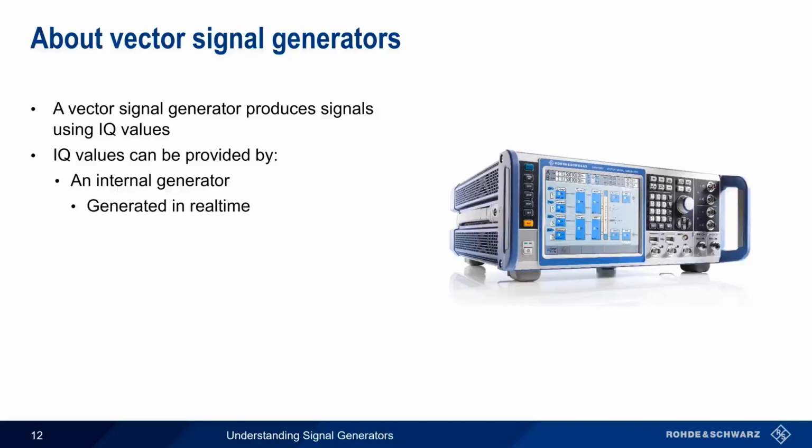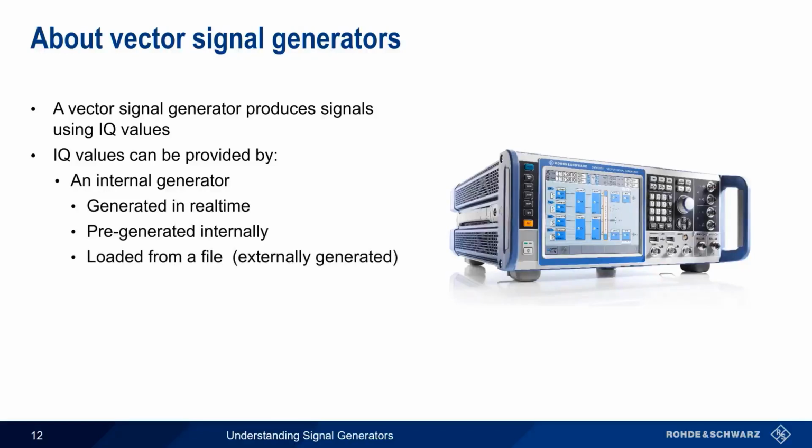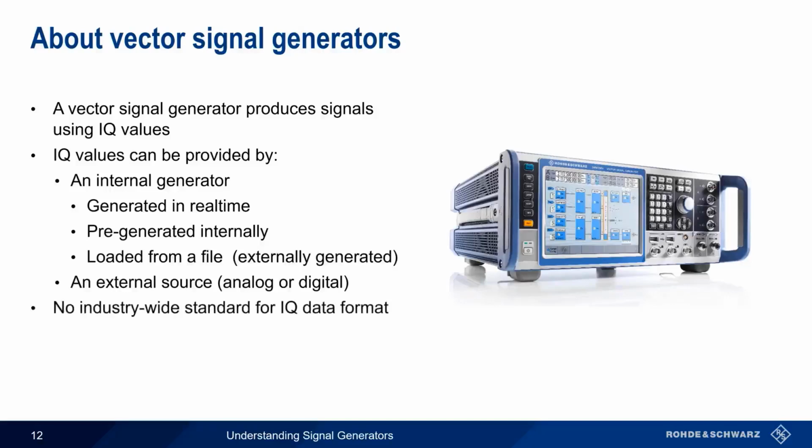For most types of digital modulation, such as LTE, Wi-Fi, etc., the IQ values are pre-generated internally for some defined period of time, usually in units of frames or subframes. Another common way of generating vector signals is to load a pre-generated file containing IQ values. These arbitrary waveform or ARB files are usually created using either a special software application or MATLAB. Alternatively, IQ can be provided by an external analog or digital source. Note that in both cases, an arbitrary waveform file or external IQ, there is no industry-wide standard for IQ data format, although tools usually exist for converting between different formats.